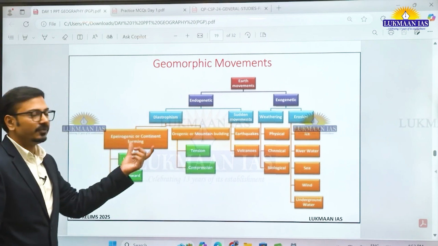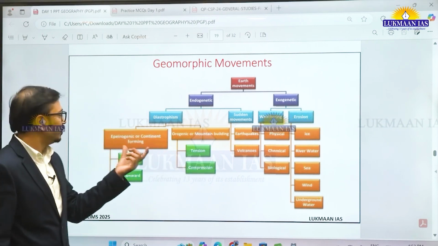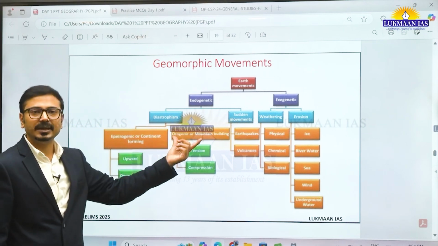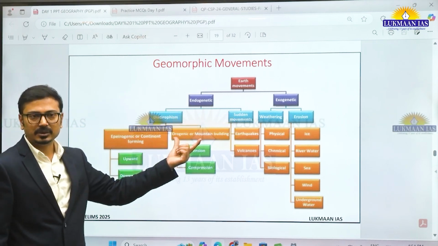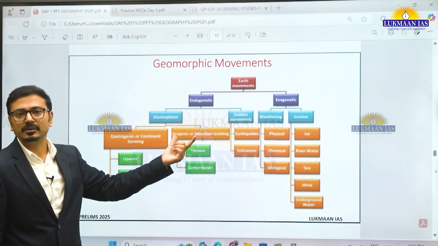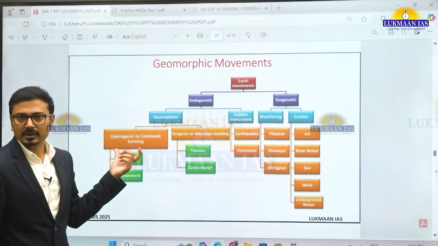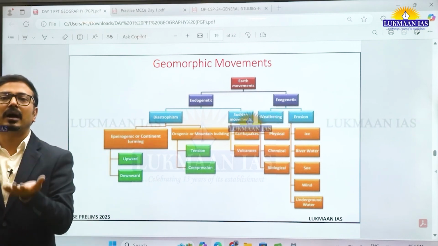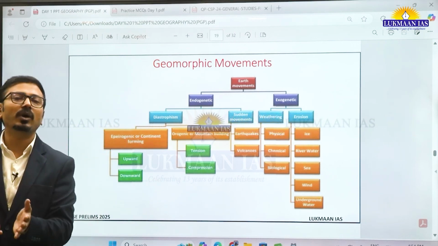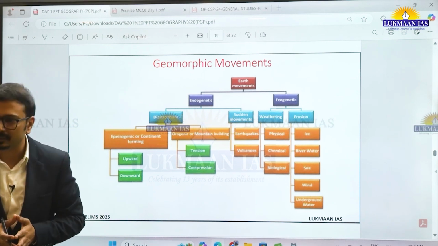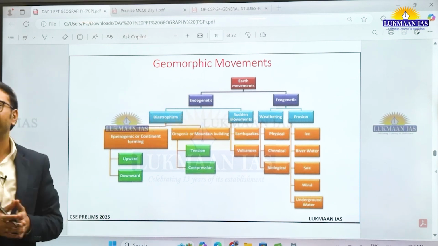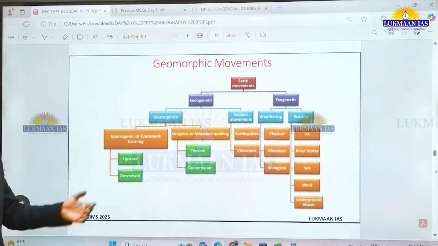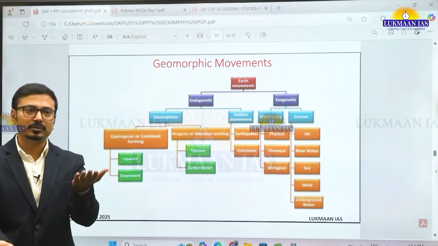While diastrophism can be further divided into epirogenic or continent building movements and orogenic or mountain building movements. Okay, oro means mountain, epiro means continent. Now when we talk about continent building, either there will be upward or downward movement, that is towards or away from the center of the earth. Upward or downward movement, continent building. Large landmass will move up or down.